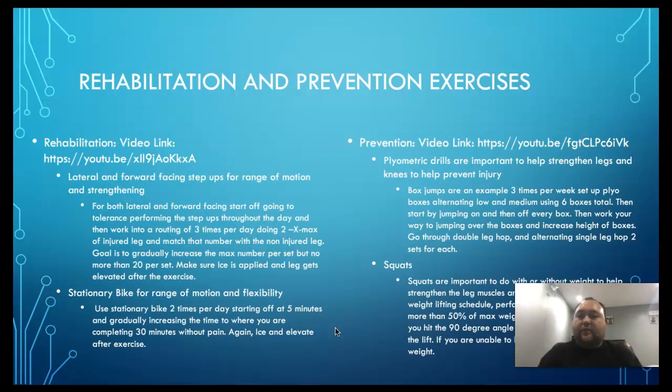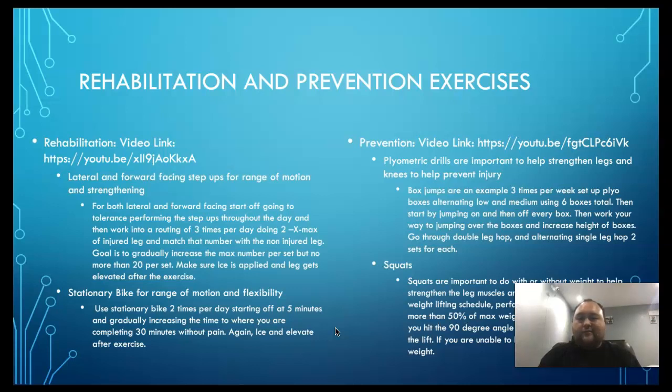Rehabilitation. Lateral and forward-facing step-ups help improve your range of motion and also strengthen your knee. For both lateral and forward-facing, you're going to start off going to tolerance, performing the step-ups throughout the day. By that I mean if you can only do 2 and that's all your injured knee is allowing you to do, then 2 it is for that day.